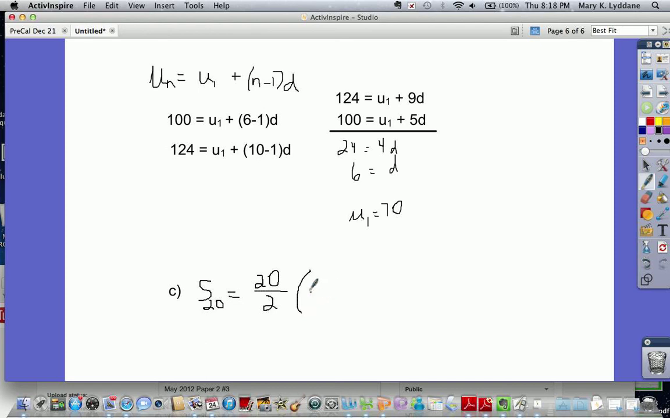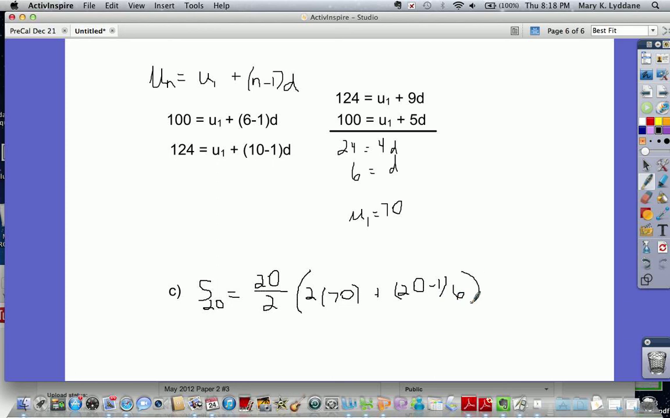Depending on which version of the formula you use, we've got 2 times 70, because we end up with 2 u sub 1's, if you'll remember, plus n minus 1. So that's 20 minus 1, or 19, however you want to write it, 20 minus 1 times 6.